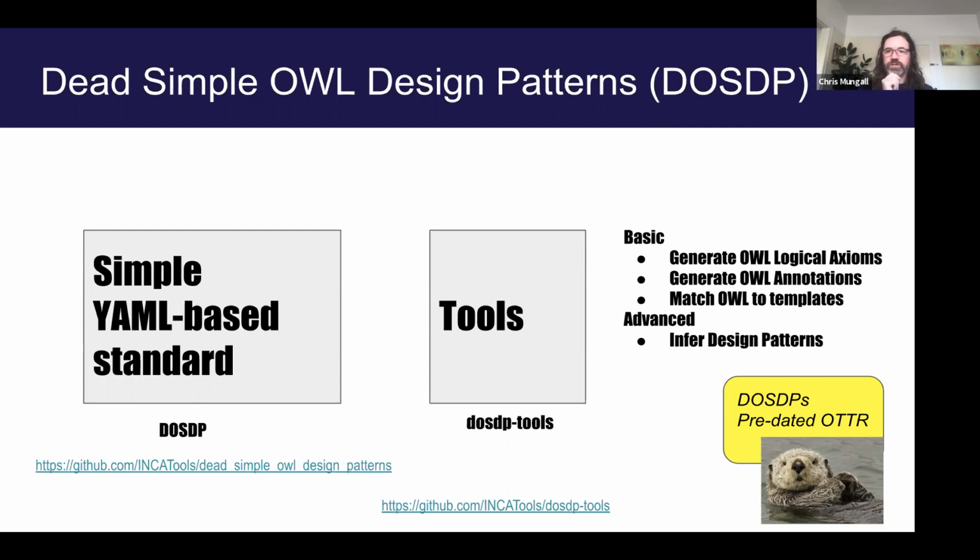And we can do the reverse operation as well, and match axioms in existing OWL ontologies to the templates, such that we can take an ontology and say, well, how well does it conform to these design patterns? And we have some more experimental tools for actually inferring design patterns from ontologies.